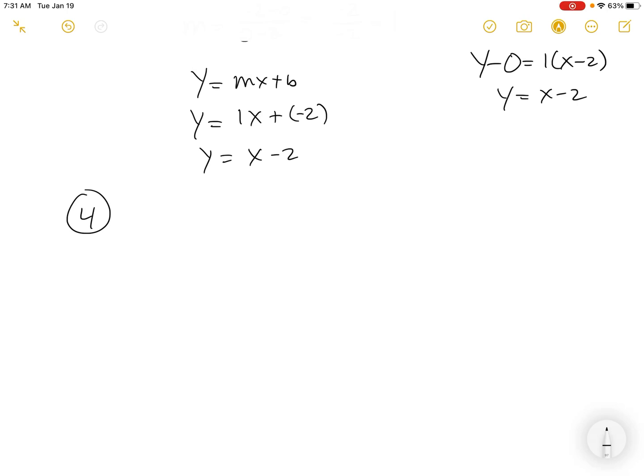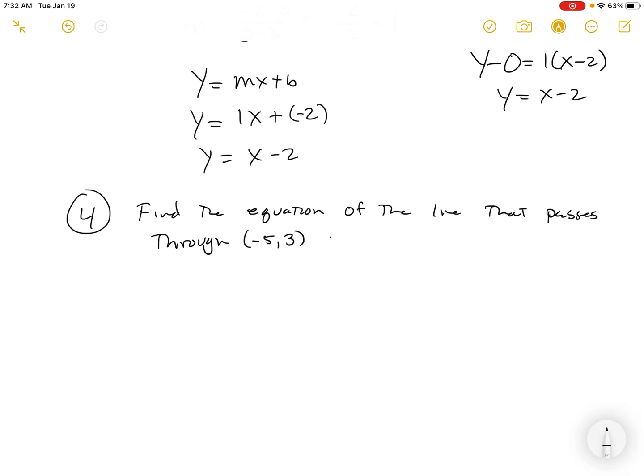You're going to see something like this. Find the equation of the line that passes through negative 5, 3, whose slope is undefined. Find the equation of the line that passes through negative 5, 3, whose slope is undefined. Okay, well, what does it mean to have undefined slope?